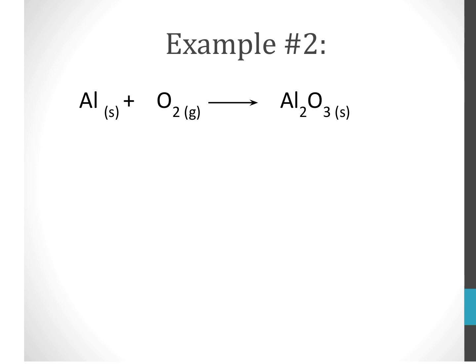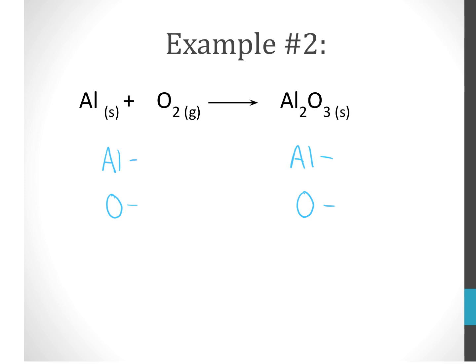All right, here's our next example. This one, I already gave you the formulas. So we have aluminum plus oxygen, and it gives us aluminum oxide. So first, let's just list our elements. So we have aluminum and aluminum. And then what's the second element present? Oxygen and oxygen.